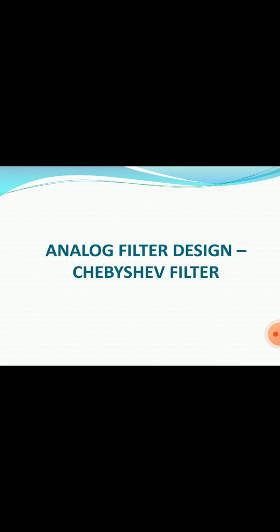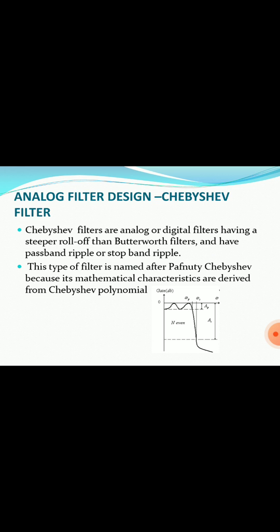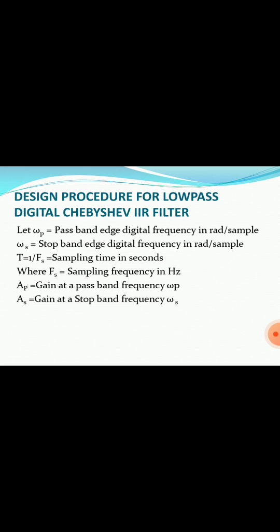In this lecture, we are going to discuss analog filter design: the Chebyshev filter. Chebyshev filters are analog or digital filters. They have a steeper roll-off than the Butterworth filter, and they also have pass band ripple or stop band ripple. This type of filter is derived from the mathematical characteristics of the Chebyshev polynomial, so its name is Chebyshev filter. So these are the characteristics of the Chebyshev filter.